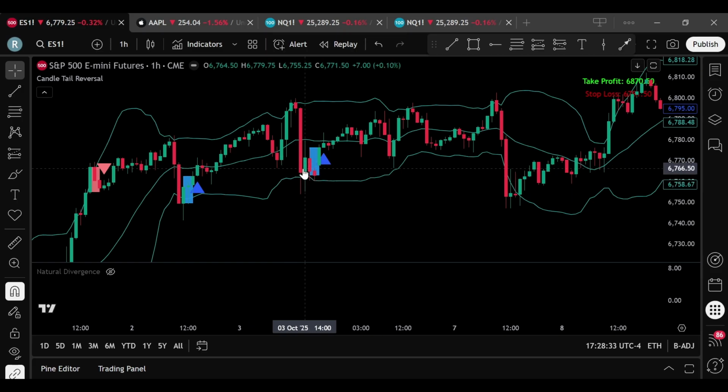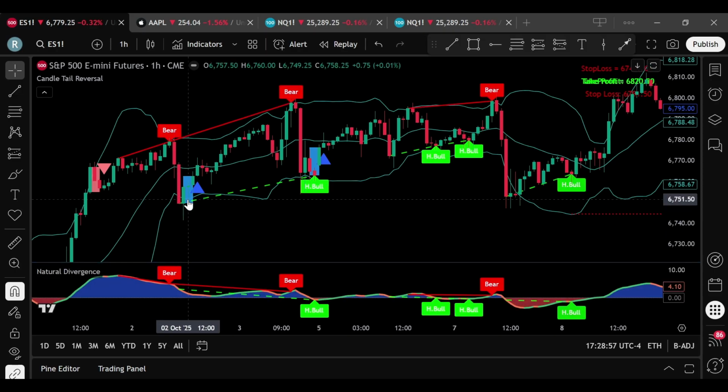of the Bollinger Bands. That is one way you can use the Bollinger Bands, as a type of dynamic moving premium and discount range. So we see here price has poked into the discount range. We then see the candle tail reversal giving us a buy signal here, right at the same time, from this low to this low, we have hidden bullish divergence picked up by the natural divergence indicator. So in this area, we are getting confirmation for a move to the upside.